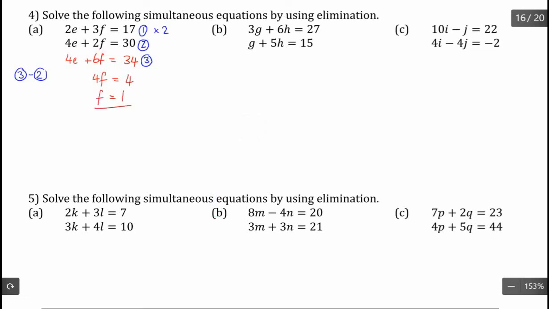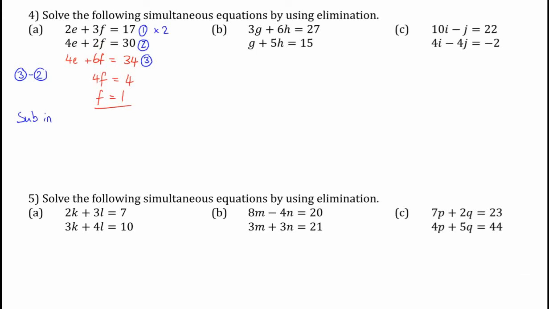And then we're going to sub that in to any of the equations, 1, 2 or 3. Where would we have to do the least to it? Well, it doesn't really matter, to be honest. Let's go with equation 2. So 4e is still what I don't know. 2f would be 2, because f is 1, and that's equal to 30.